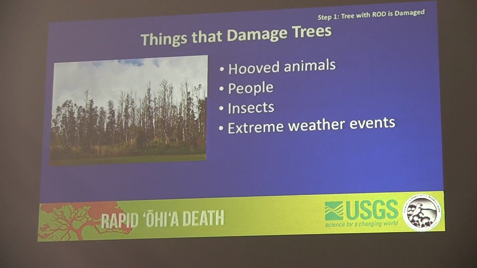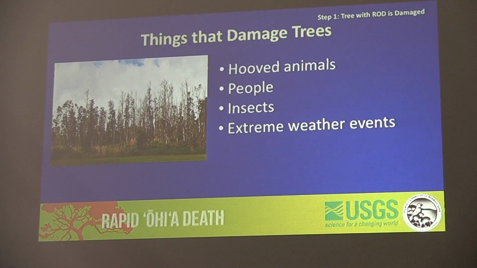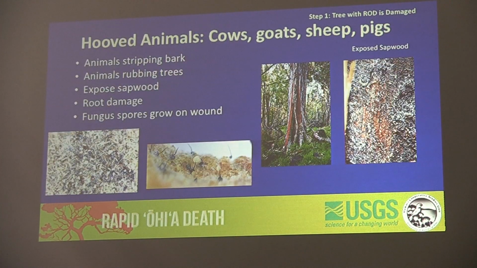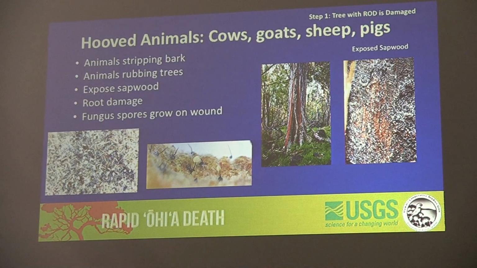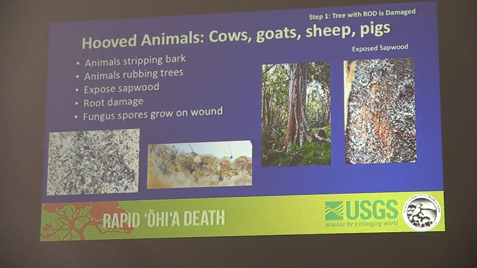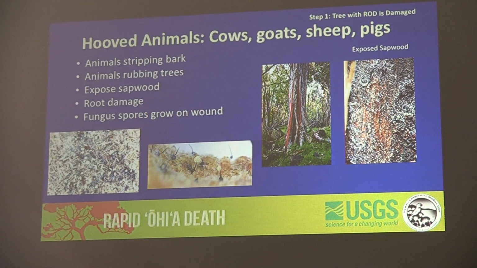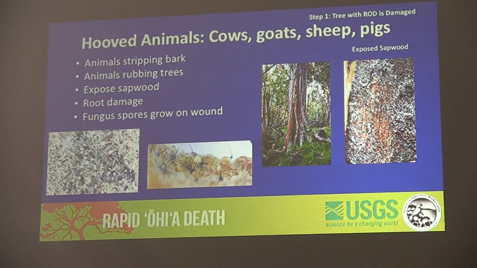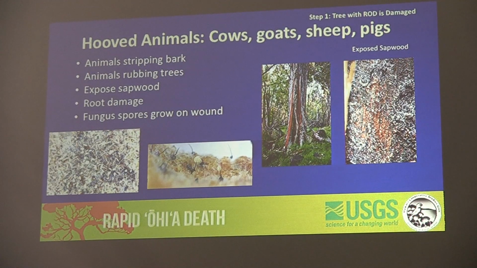So there are a few things that can damage or wound ohia trees, including hooved animals, people, insects, and extreme weather events. When we're talking about hooved animals, also known as ungulates, we're referring to cows, goats, sheep, and pigs. So these animals can rub their bodies on the bark or strip back the bark, pictured here, and in some cases, we've even seen the Ceratocystis fungi sporulate, as you can see pictured there.